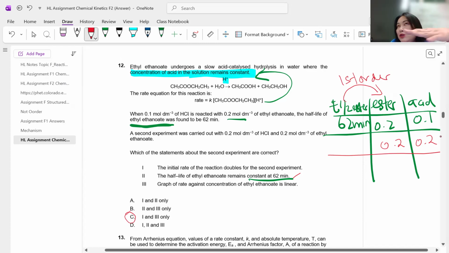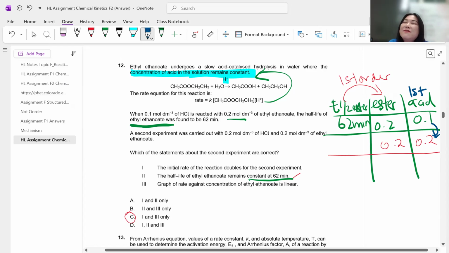It is constant with respect to ester because it was first order. So that means if you change the ester concentration, half-life should not change. But if you look at this example, we are not changing the ester concentration. We are changing the acid concentration. So if you double the acid concentration and the reaction is also first order with respect to acid, we expect the rate to double. And because the rate doubles, the half-life with respect to ester changes.